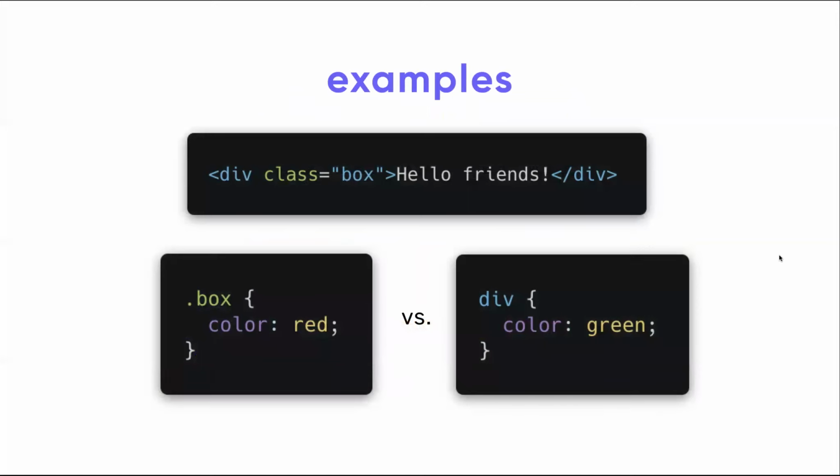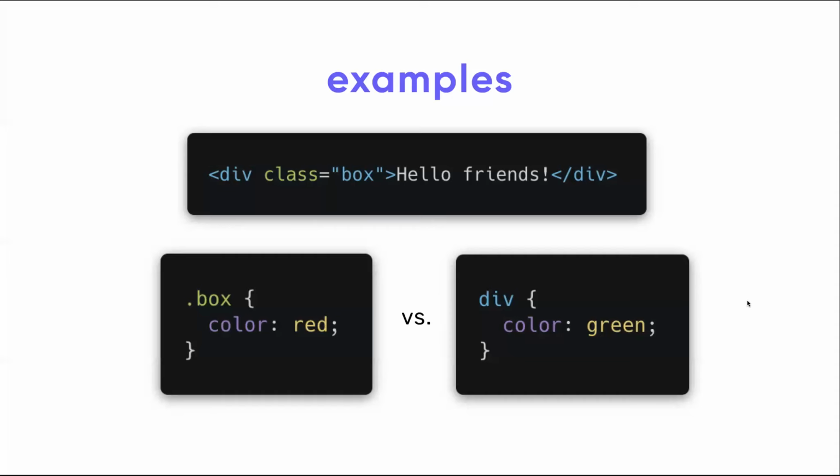Let's just say we have a div with a class name box, and it says hello friends. So the tag itself is a div, and then the class has the name box. On the left-hand side, we see a selector that specifies by class name. So it's saying, dot box, any element with the class box must have a color red. And then on the right-hand side, it's trying to style this same div with the color green because it's saying any div should be green. So in this case, we have a conflict because this element assumes both of these. It's both a box and a div. So in this case, what do we do?